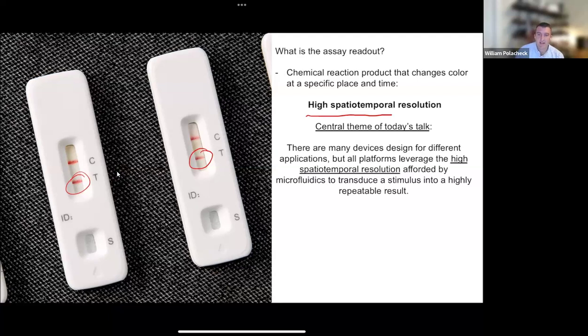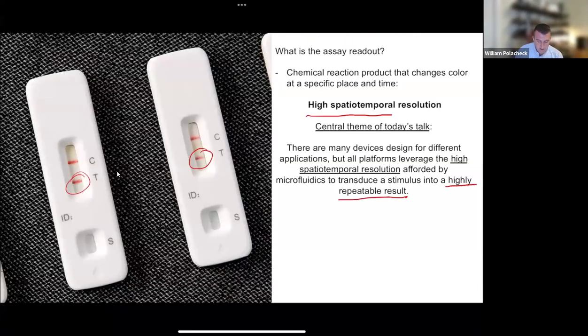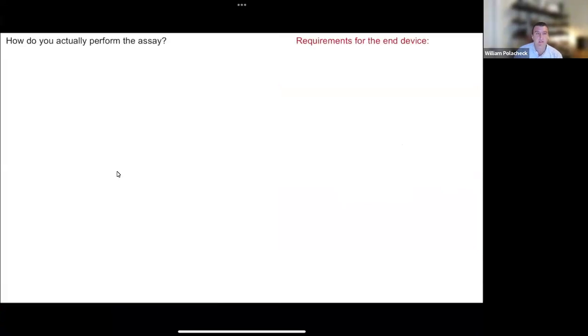And this, coupled with high spatiotemporal resolution, is the highly repeatable result. I mean, we can debate about what highly repeatable means compared to other assays, but generally speaking, once a microfluidic assay is standardized, one of the advantages is they tend to be highly repeatable. So when you're using one of these COVID rapid tests, for example, what's the first thing you do to prepare a sample to be tested?